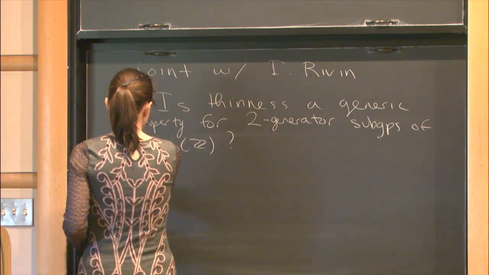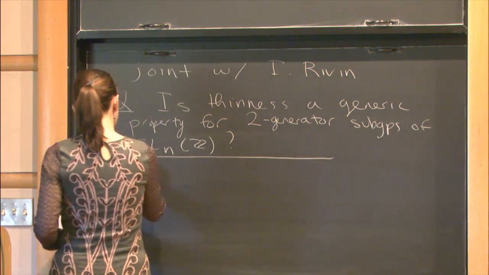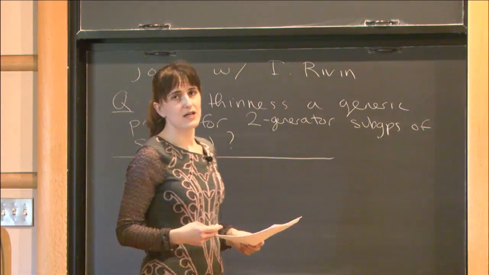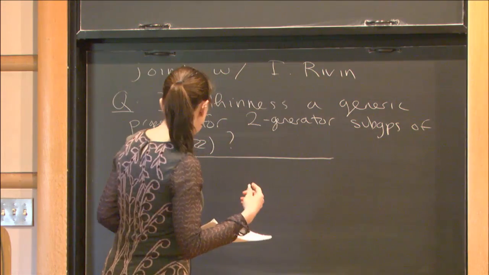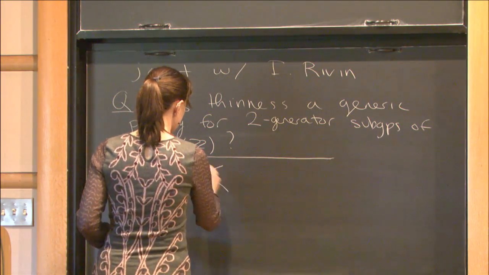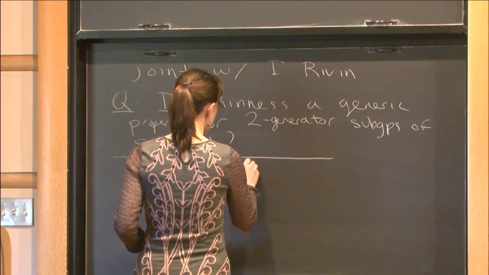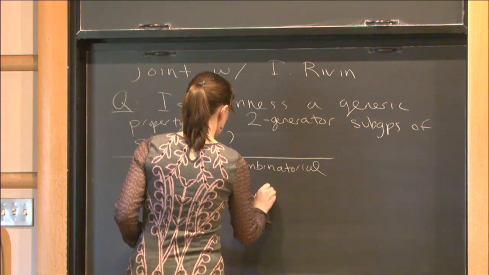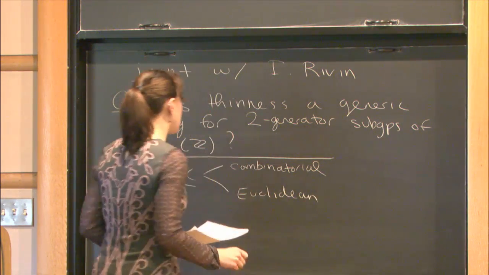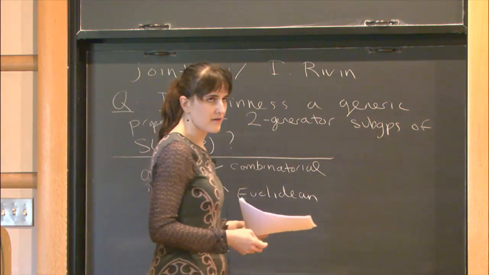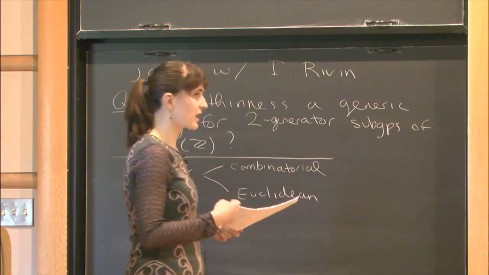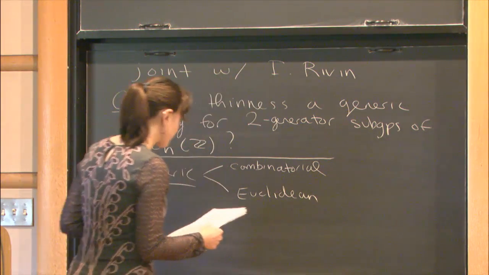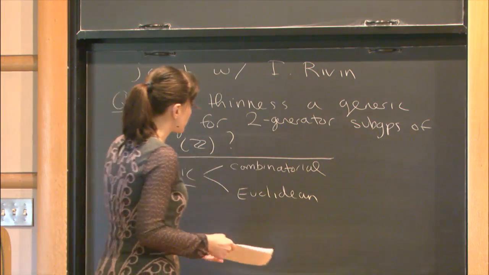And what does generic mean? There are various ways you can interpret this word. I'll describe two ways. I'll briefly describe the first, and the second is basically what we do. The first way is combinatorial, and the second is more Euclidean in nature. Just as we had for the spectral gap the combinatorial spectral gap, and then yesterday Alex talked about the Archimedean affine sieve and the geometric spectral gap.